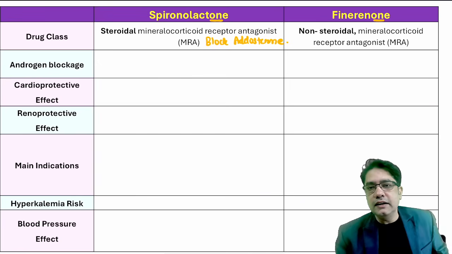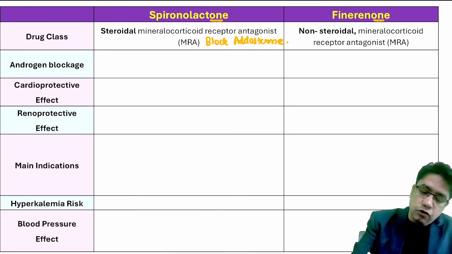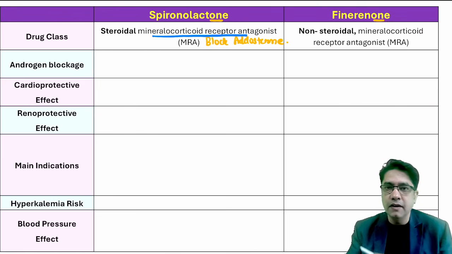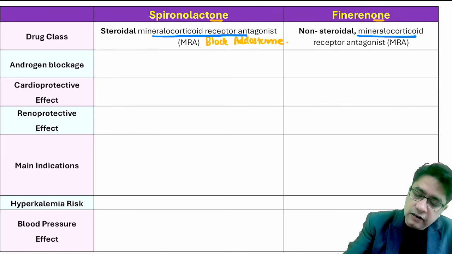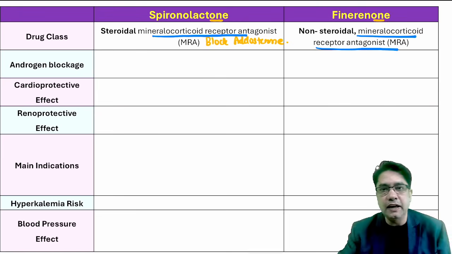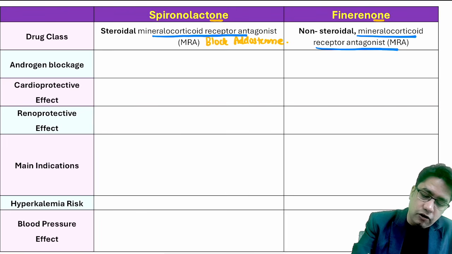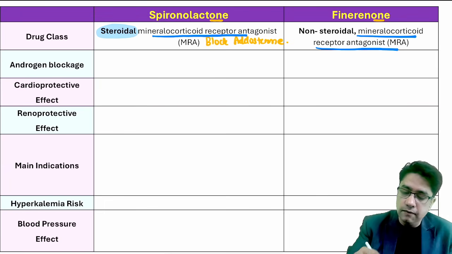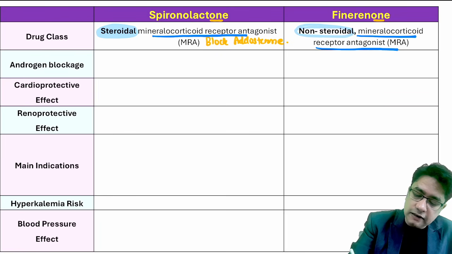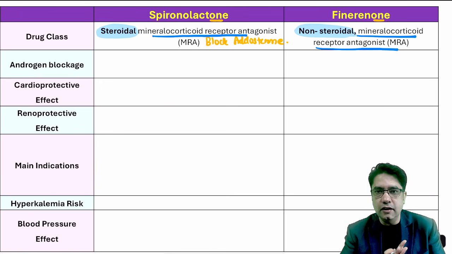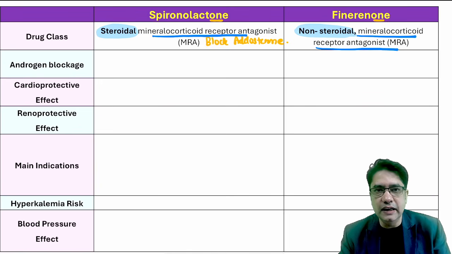Aldosterone is a type of mineralocorticoid. So spironolactone is a mineralocorticoid receptor antagonist, and a new drug finerenone is also a mineralocorticoid receptor antagonist. But the difference is that spironolactone is a steroidal drug. Just like aldosterone, finerenone, a new drug, is a non-steroidal drug. Now let's see the difference between these two drugs. Then we will answer our question of INICET.